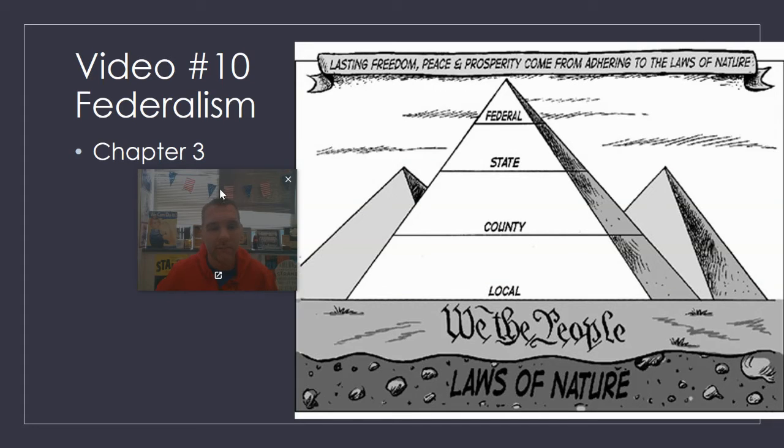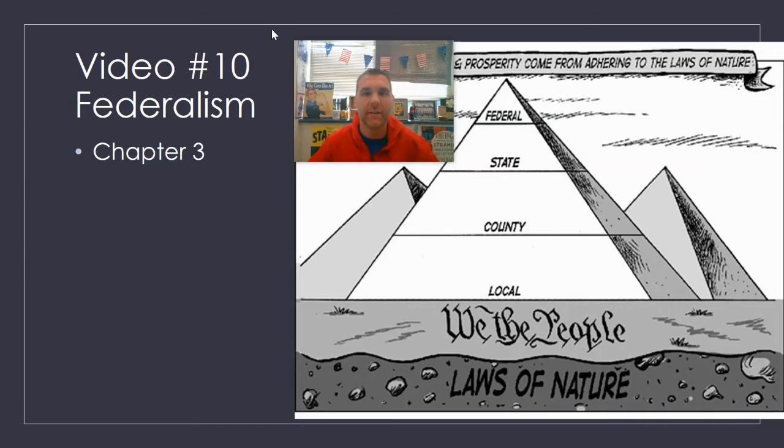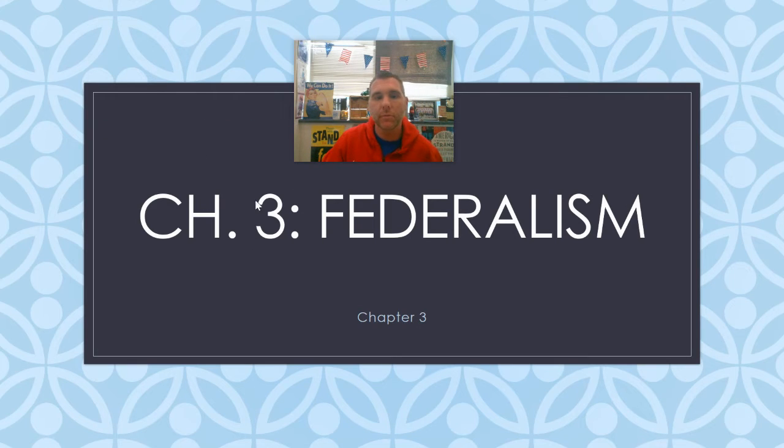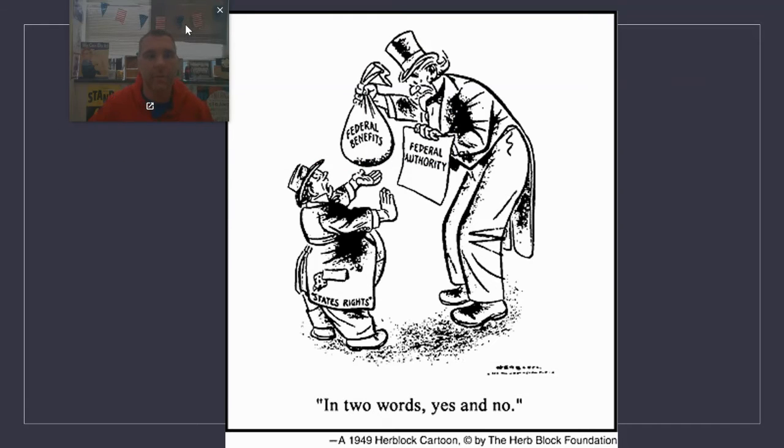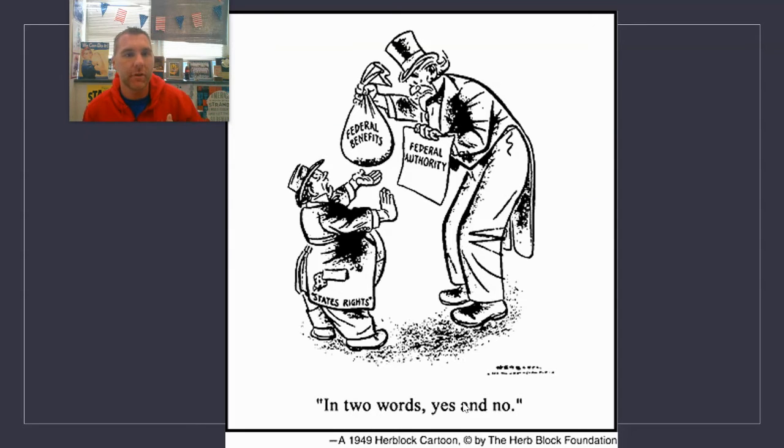So let's talk about federalism a little bit more because I think I covered limited government enough in Chapter 2. So Chapter 3 is all about federalism. Okay. It's just another great cartoon to show you some of the relationship between federal government and state. And if you can see here, here's Uncle Sam, and here are the states. And this cartoon was written back in the 1940s. So think during the time of the Great Depression and coming out of World War II. This is at a time when the federal government's going to really start to increase its role over the states. And the states are going to want federal dollars, but they don't want the authority.